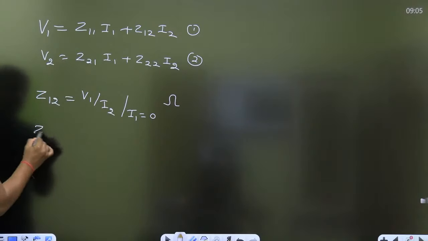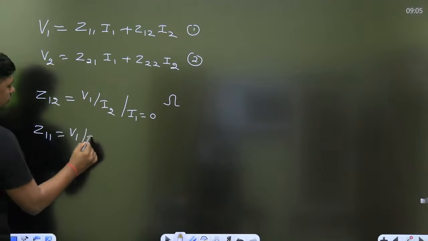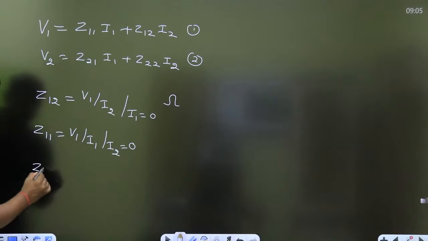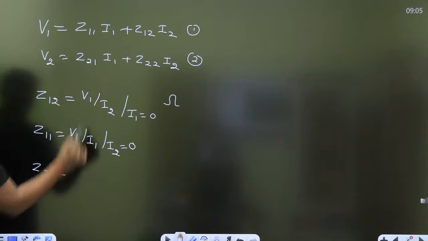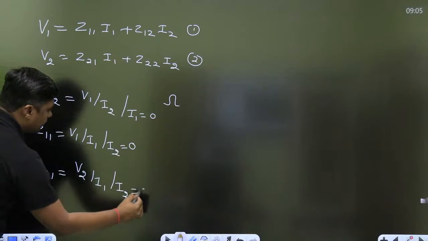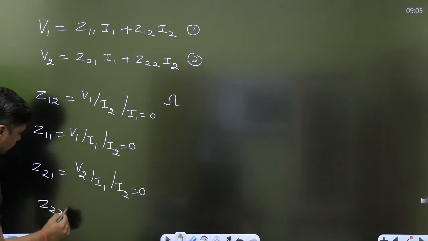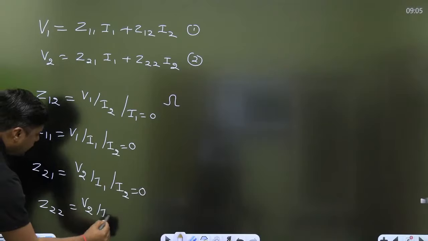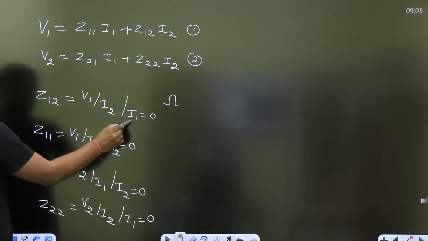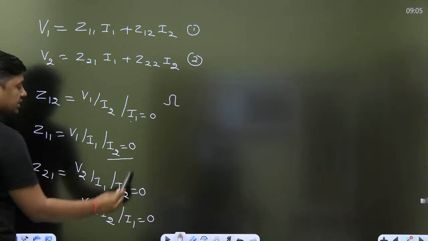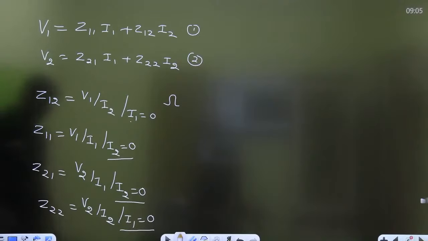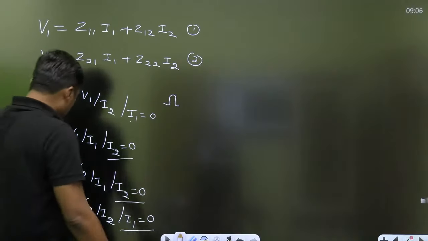Similarly, Z11 is V1 by I1 with I2 equal to 0. We can say Z21 is V2 by I1 with I2 equal to 0. And finally Z22 is V2 by I2 with I1 equal to 0. Here the input is open circuit, here the output is open circuit, here the output is open circuit, again the input is open circuit.